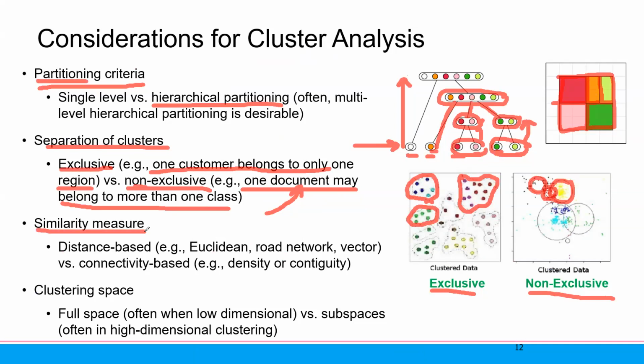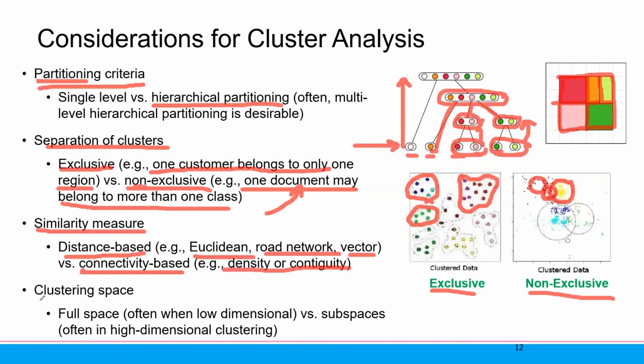Similarity measures. So whether it is a distance space, the distance space is based on the Euclidean, or it is based on the road network, or it is based on a factor, or using the connectivity. The connectivity means whether we use the density or the continuity.